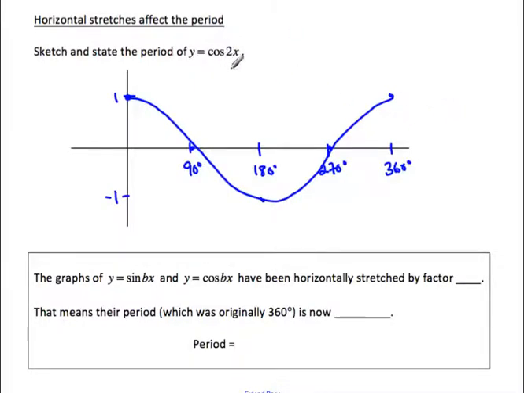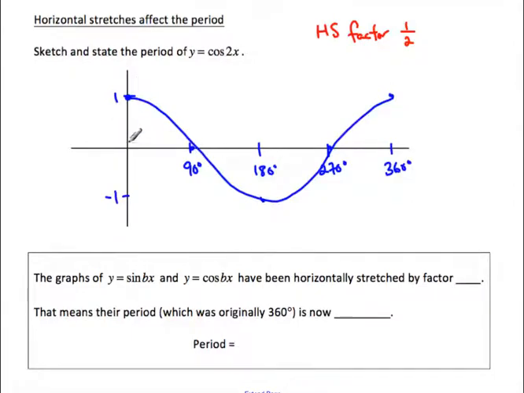Now, if we want to draw our y is equal to cos 2x function, we need to recognize that we've replaced x with 2x. This is a horizontal stretch factor of 1/2. Remember, because we're doing horizontal stretches, it's counterintuitive. It does the opposite of what we might initially think. It's not a horizontal stretch factor 2, it's a horizontal stretch factor 1/2. That means things are going to get squished in towards the y-axis.